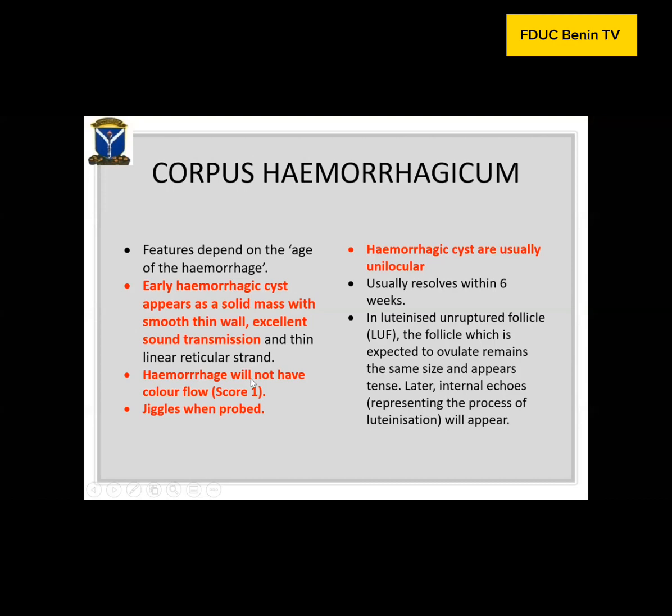Hemorrhagic cysts will not take up color because they have no blood supply, so the color score will be 1. It jiggles when moved with the probe. Hemorrhagic cysts, just like follicular cysts, are usually unilocular. I avoid using the word always, but they are nearly always unilocular.